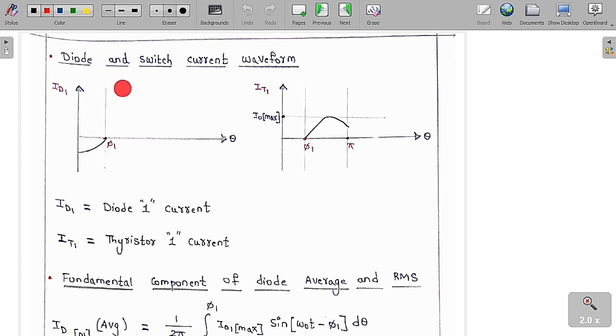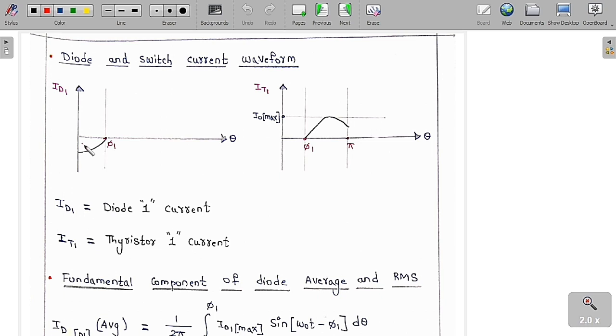Now, if you want to figure out the waveform of the diode and switch current, as I've already told you, the diodes are conducting only from 0 to phi 1. Let me take the condition of diode D1. Diode D1 is conducting only from 0 to phi 1. So by seeing the circuit, we can say that the diode current is the negative of the output current.